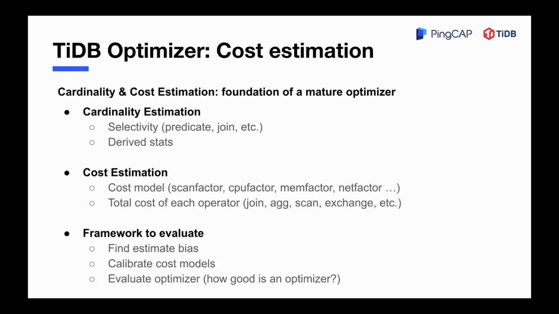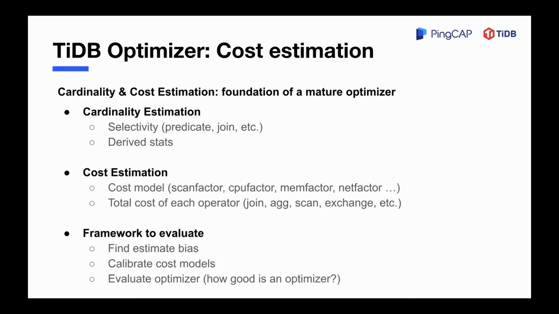But I think among these two, the cardinality estimation is more important. Why? Because it's the input to the cost estimation. If the cardinality estimation is good, then very likely you can get a not bad plan. That's also true the other way around: if your cardinality estimation is way off, then very likely you won't get a good plan. That's why cardinality estimation is very important.